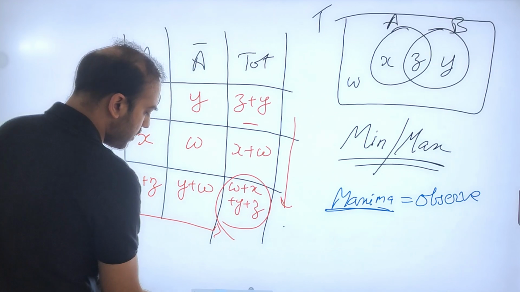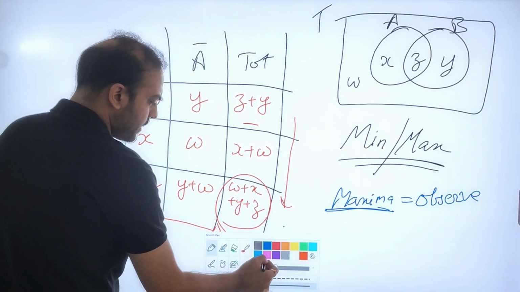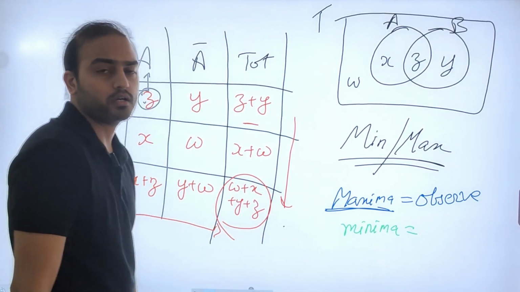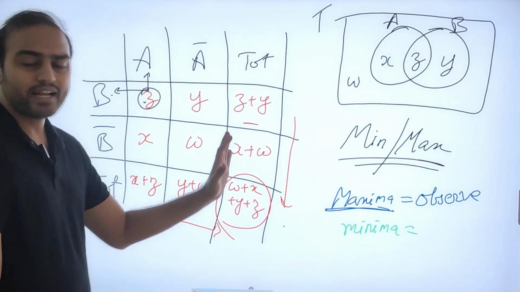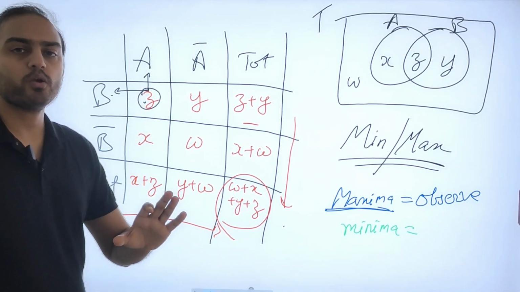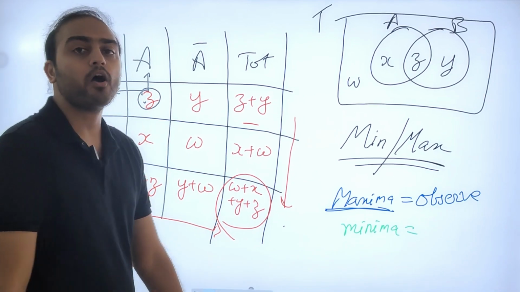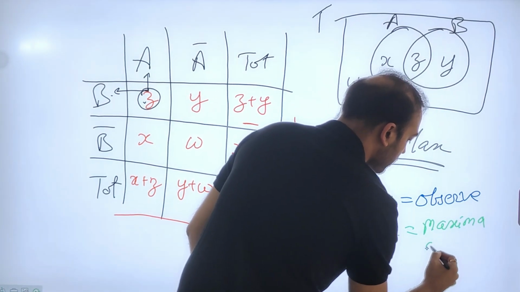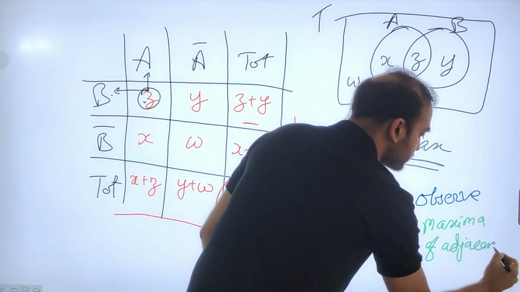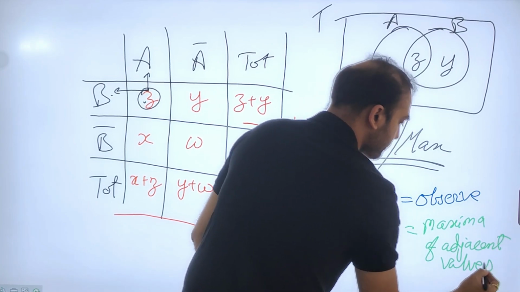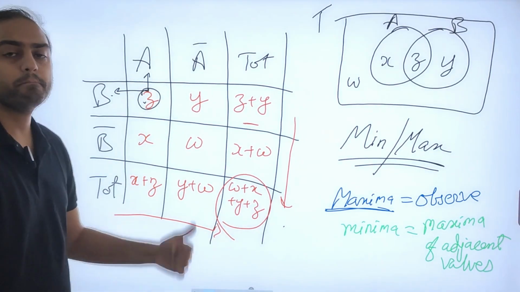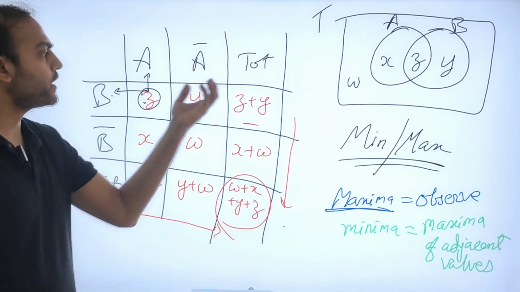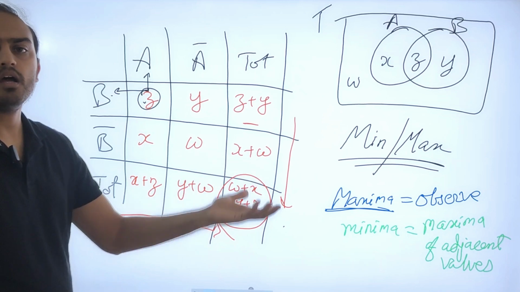Similarly, if I want to minimize, I want to find the minimum. Finding a minimum directly is not possible. Instead, what we do is we find the maxima of the adjacent values, and from that we derive the minima. Again, finding maxima is also observation. So quickly observe the nearby values and then solve and find minima.